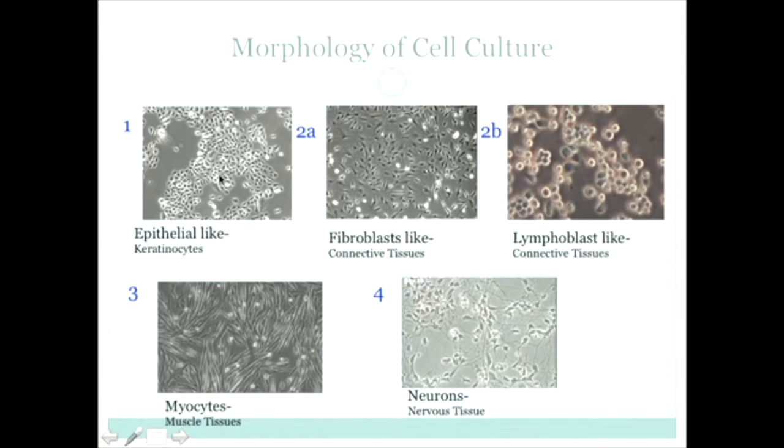So that is epithelial tissue, represented by keratinocytes. Keratinocytes are polygonal in shape and grow in discrete patches on a dish. Another is fibroblasts. They look a little different from keratinocytes, but they are mostly bipolar, elongated cells. Another cell class is lymphoblastoid cell line cells, which also represent connective tissue. And of course, myocytes, muscle tissue, and neurons, neuronal tissue.